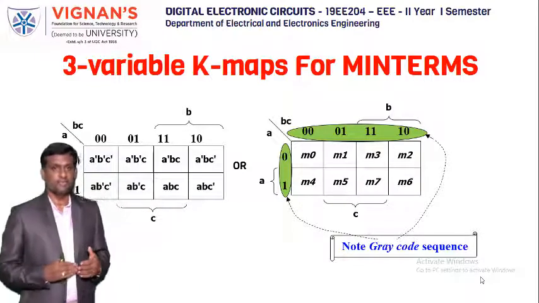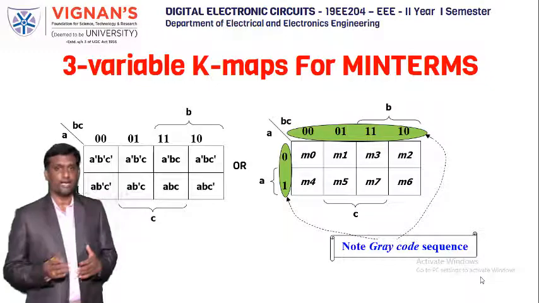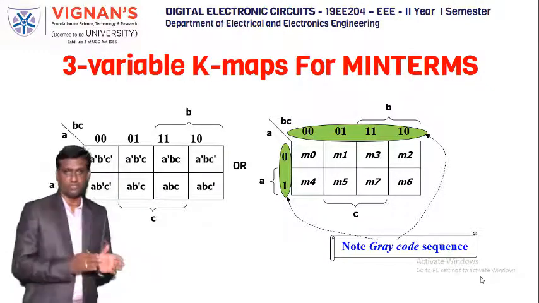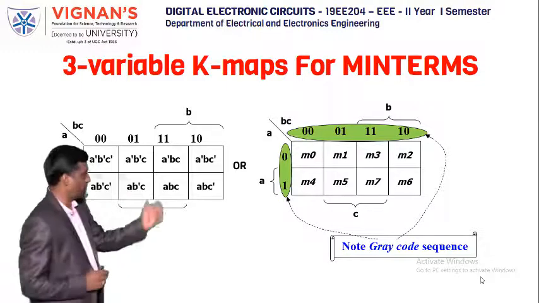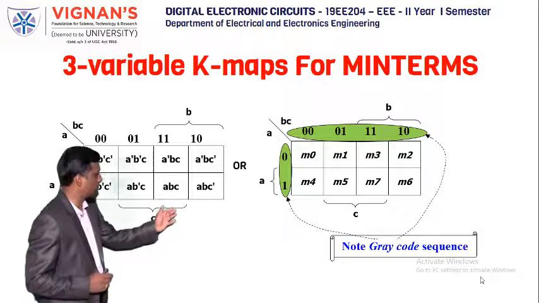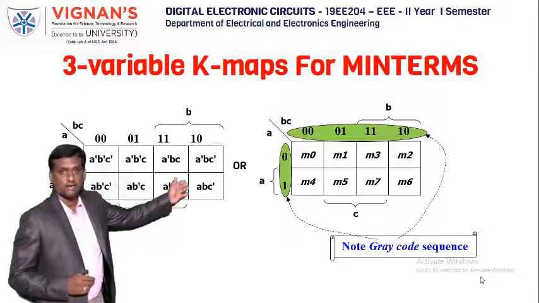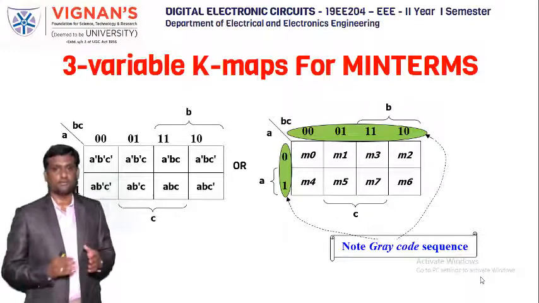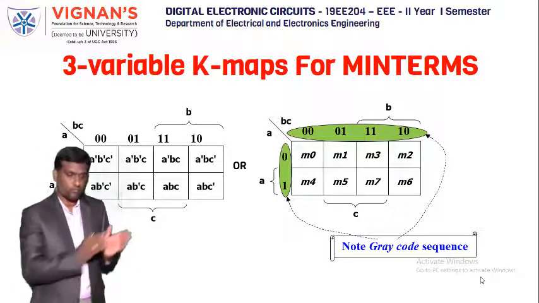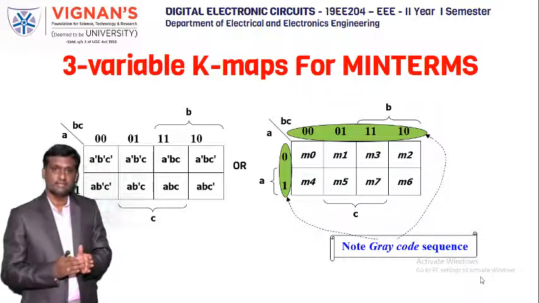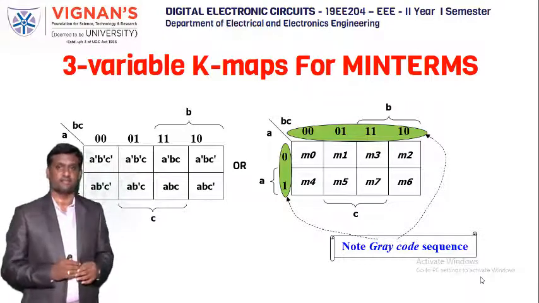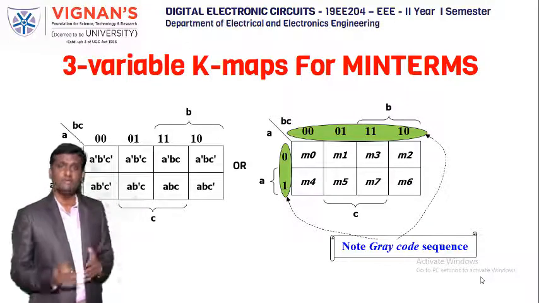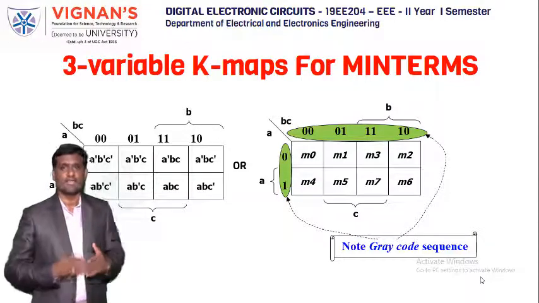That means here, the 4 rows are assigned the binary combinations 0 0 for the first row, 0 1 for the second row, 1 1 for the third row and 1 0 for the last row. If you observe the bit difference from one row to another row, there is a 1 bit difference. Like that, we have to assign the variable combinations for K-maps.